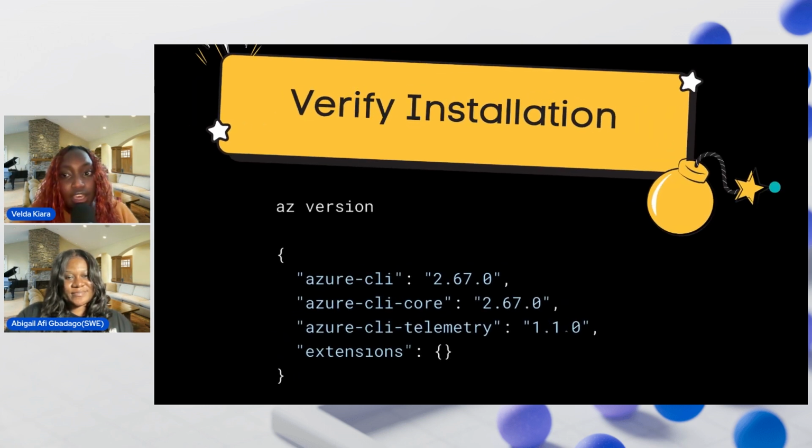Additionally, once all the installation is complete, you can verify the installation through the az version command. So in this particular code, I am using Azure CLI version 2.67.0, which is the version of my Azure CLI. And it also shows you all the extensions that come with it. But right now, I do not have any additional extensions.